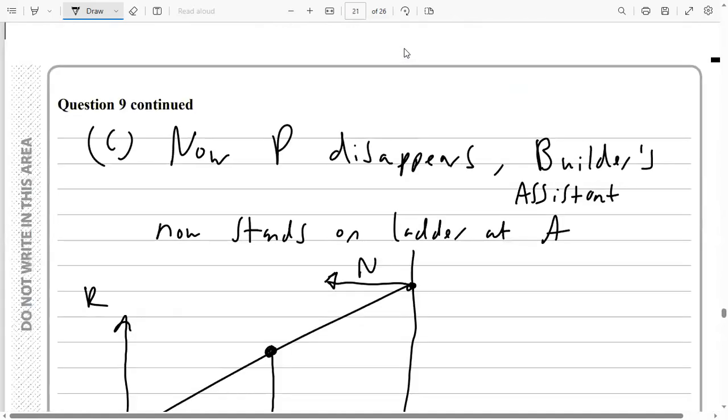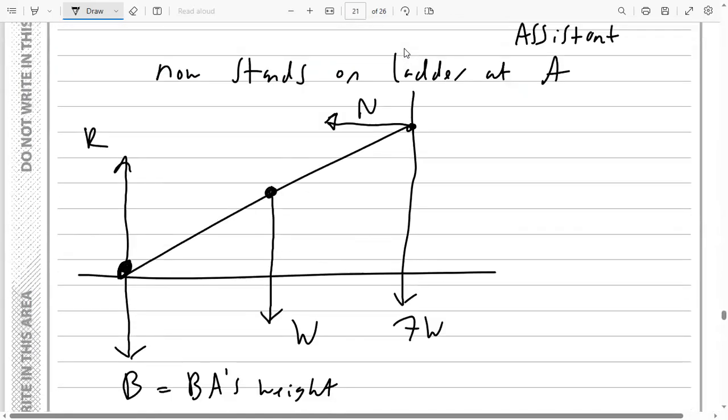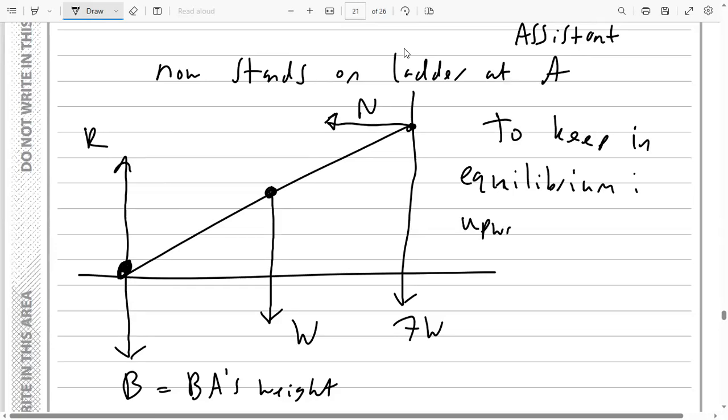So let's think about it. We go to the diagram. Remember, to keep the ladder in equilibrium, we need to resolve forces, okay? So we need our upwards forces to be equal to downwards forces.